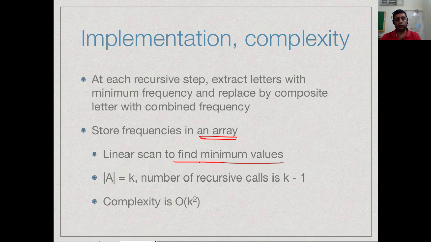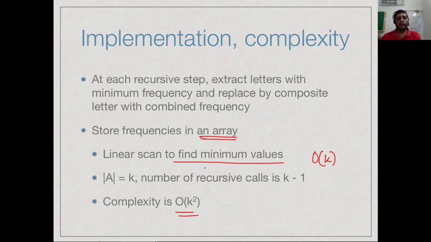Remember that the minimum values keep changing. I can't sort it once and for all because each time I combine two letters, I introduce a new letter into my array with a new value which may or may not be the minimum. So at each stage I have to find the minimum. So it's an order k scan each time. It's a linear scan, and I do this about k times. So I get order k square.